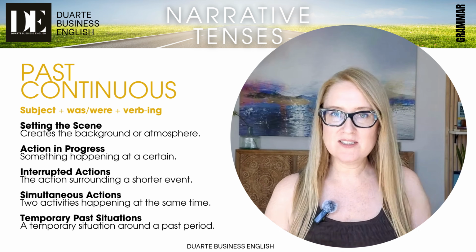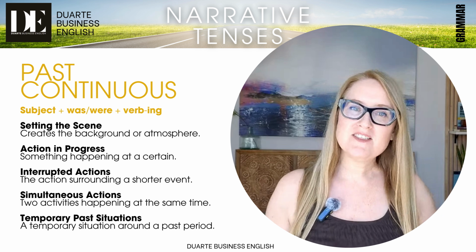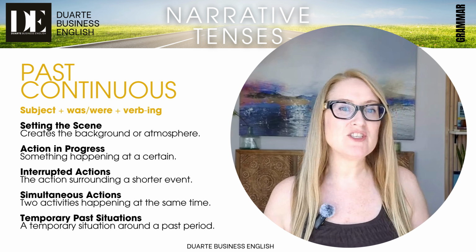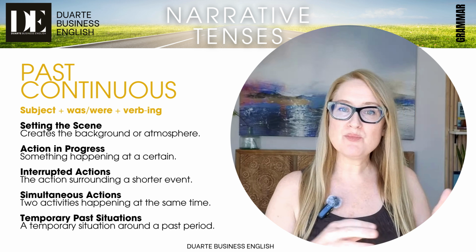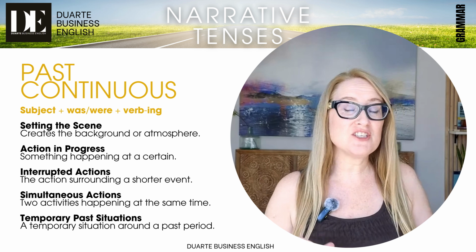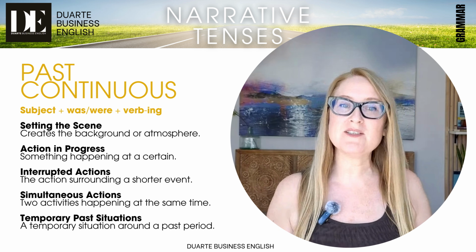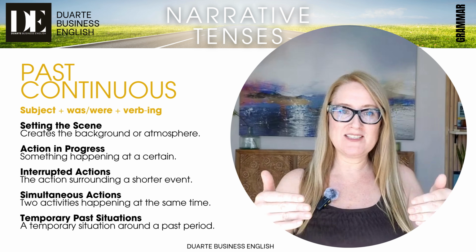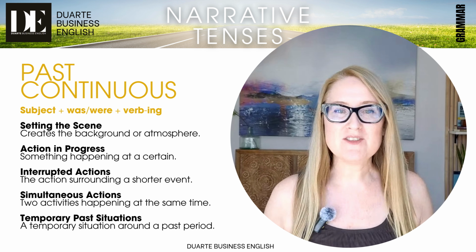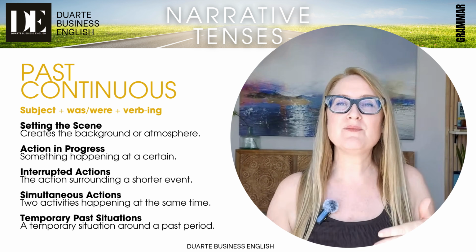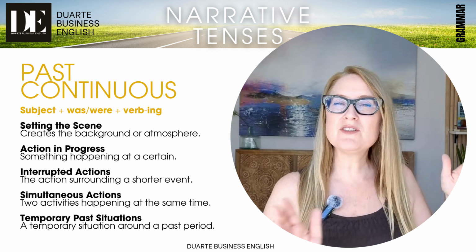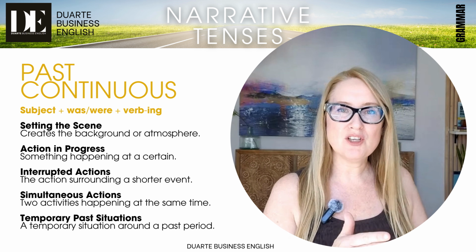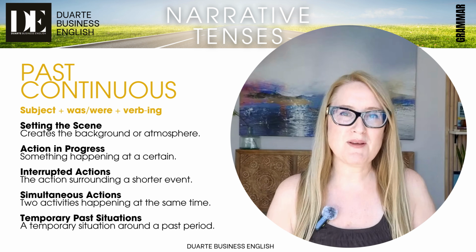Okay, now we have the past continuous. Past simple, essential in storytelling. Past continuous, it sets the scene, sets the background, sets the atmosphere of a situation. It shows an action which is in progress. It shows an action which is interrupted. That's when you put your past simple in. It shows two simultaneous actions. If two actions are happening at the same time, this is what you're going to use, past continuous. And of course, temporary past situations. If something was temporary, it wasn't a state in the past, it was temporary, not long term, not repeated. You use the past continuous.